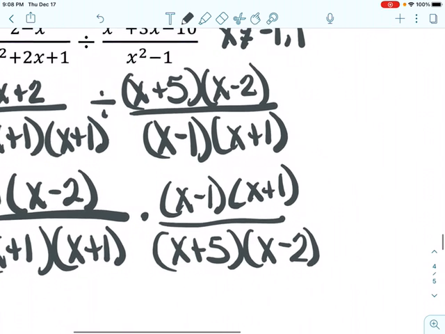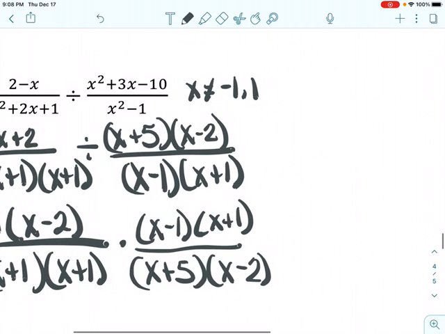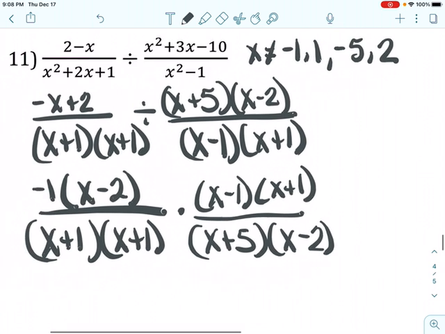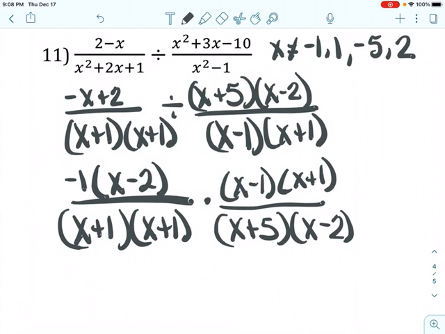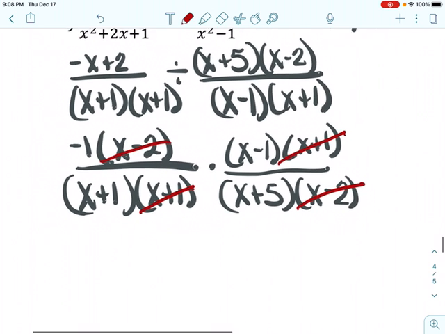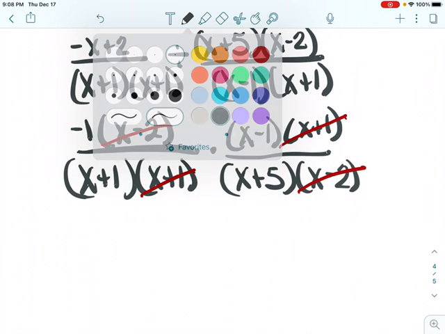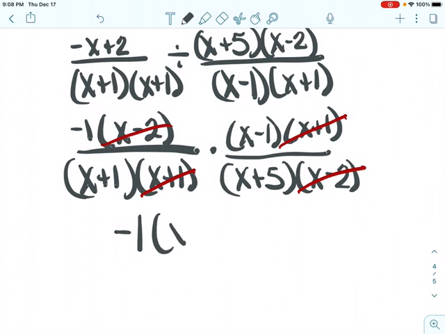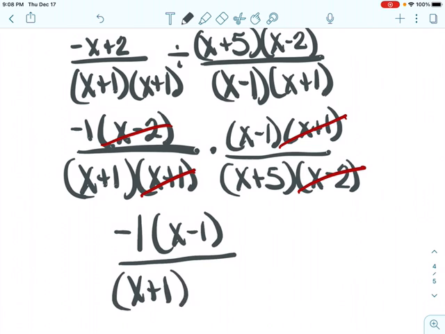And we are going to be able to, okay, let's check our, all right, so I need a -5 and a +2 here. Okay, so I see an x minus 2. I see an x plus 1. I believe that's it. So -1, x minus 1. And yes, you can distribute that back in if you choose to do so. X plus 1, x plus 5.